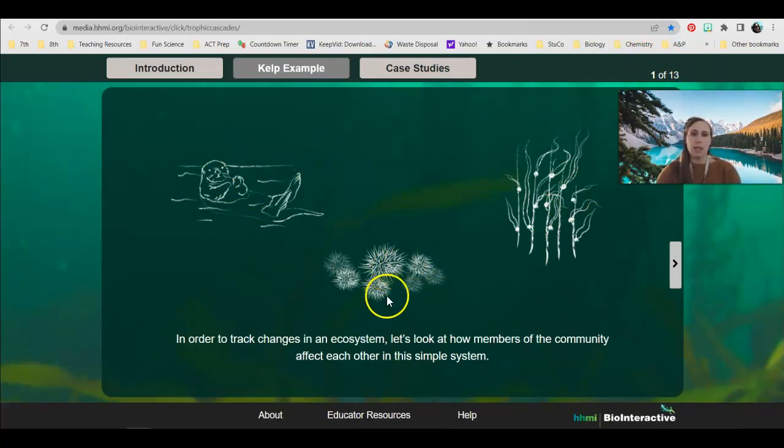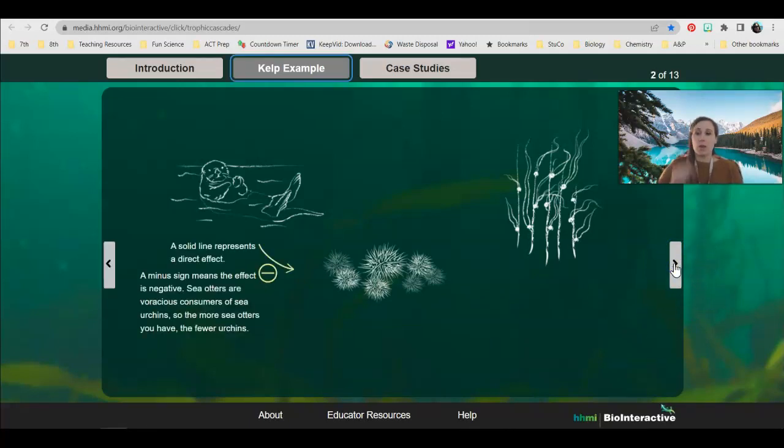Okay, so we've got the sea otters, the urchins, and the kelp. Those are 3 of many organisms in this ecosystem, but they're the 3 main ones we're going to focus on for now. In order to track changes in an ecosystem, let's look at how members of the community affect each other in a simple system. I want you to work through just pages 1 through 4. Click through, read what it means, click next, read that, and then answer these questions.